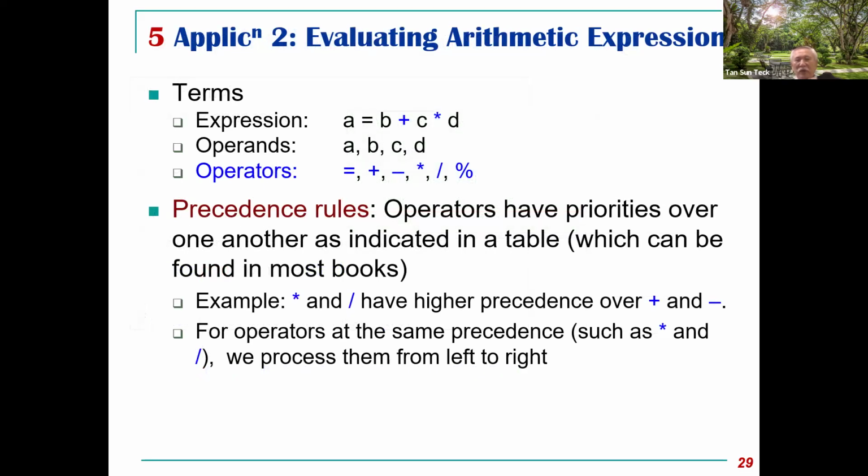Right. So if we want to evaluate some arithmetic expression, normally in our mathematics class, we say that we have to worry about one thing called the precedence rules, right? So operators have different priority over one another, as indicated in some table. So we know that, for example, multiply and divide have higher precedence over addition and subtraction. And then for operators of the same precedence, multiply and divide, we do it from left to right. So this one we know since primary school.